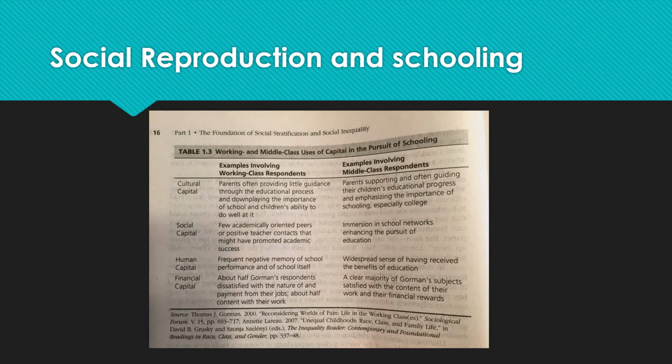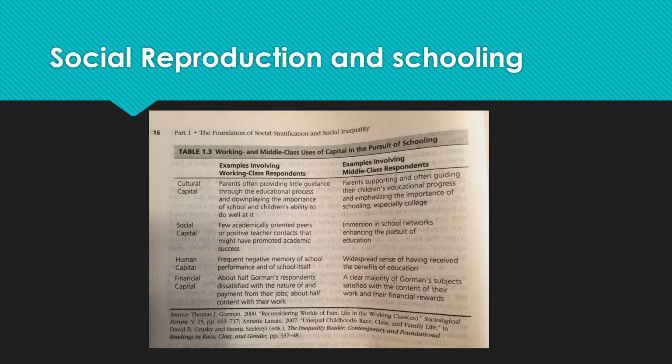So you can see here the cultural capital for working class respondents shows that parents often provide little guidance through the educational process and downplay the importance of school and a child's ability to do well at it. So it's just not something that they put a lot of emphasis on. Whereas with the middle class, the parents are supportive, often guiding their children's educational progress and emphasizing the importance of schooling, especially college. These parents, in this form of cultural capital, will say, there's no other choice, you have to go to college.